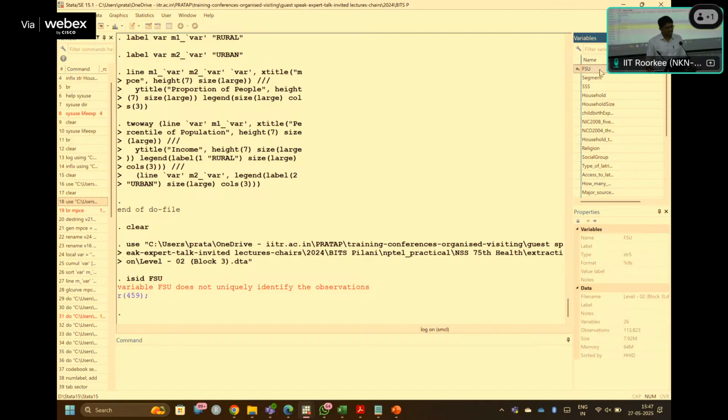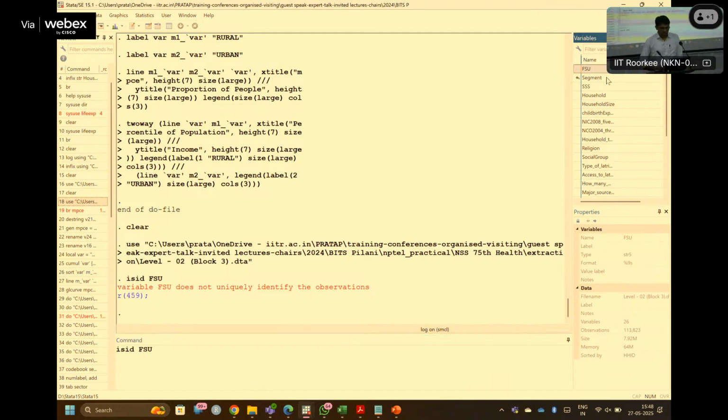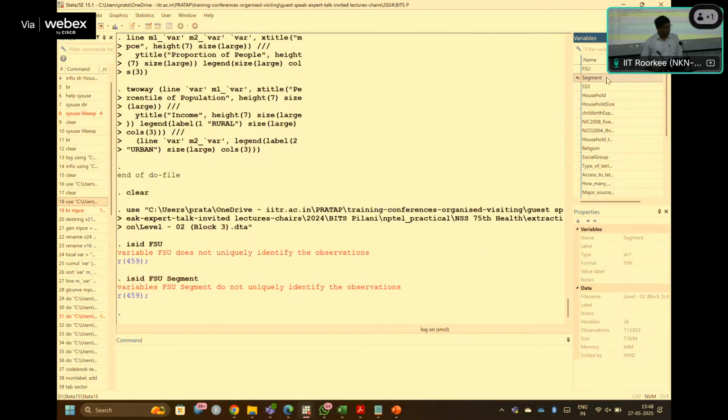It might carry our district code, our village code, our household code as well. So just FSU is not uniquely identified. It says that variable FSU doesn't uniquely identify the observations. Let's check with ISID, FSU, then segment. It is still not uniquely identified.